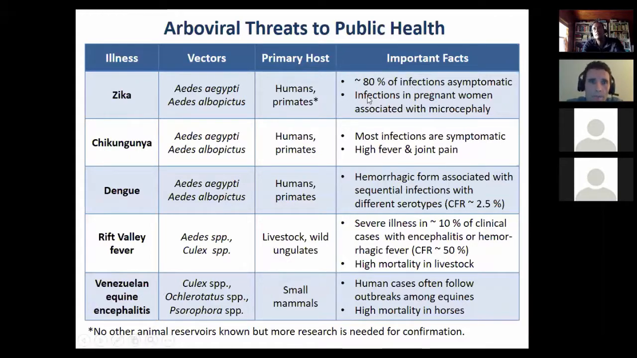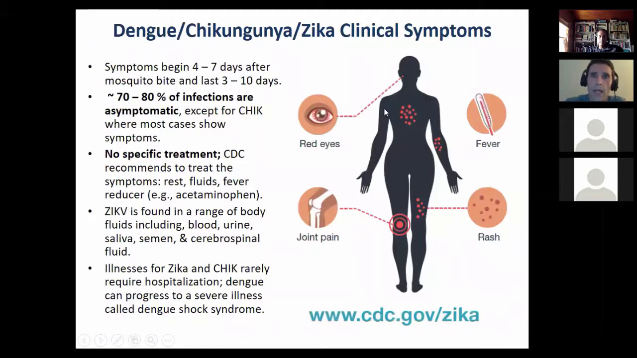Now, let me jump ahead to the next slide, and I'm going to talk about the signs and symptoms of these. If you look on the right, this diagram is actually from the CDC website about Zika virus, but all of these symptoms, with the exception of the red eyes, are easy to confuse with dengue and chikungunya. So we have three of these co-occurring, which you tend to see in Central and South America and the Caribbean. It's hard to tell what disease you're dealing with unless you get a definitive blood test.